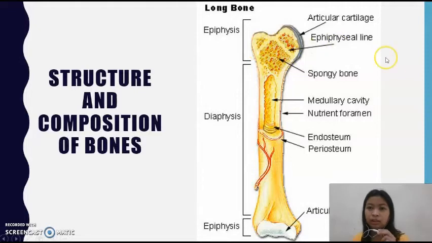Next, nakikita nyo din dito yung epiphyseal line. It separates yung mga marrows, yung epiphyseal line. Here in the diaphysis, we have the medullary cavity or the medullary canal. It is the central portion of the shaft. Itong buong shaft na to, that contains the yellow marrow. Dito yon. Okay, so ano naman yung yellow marrow?